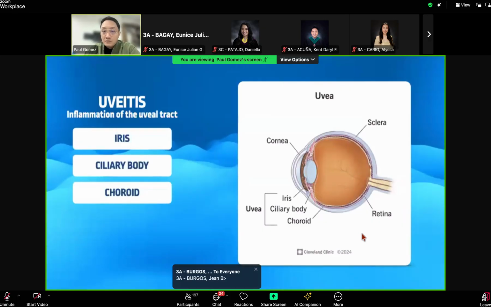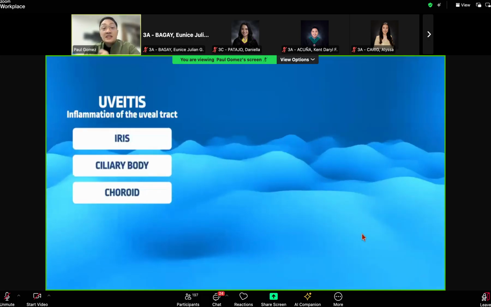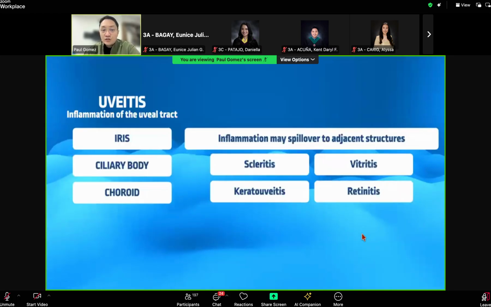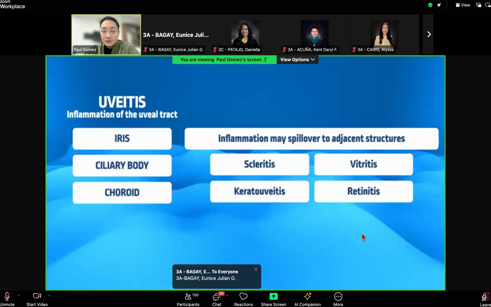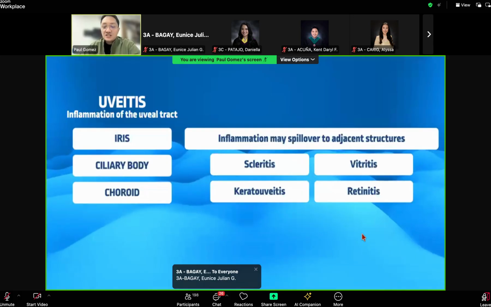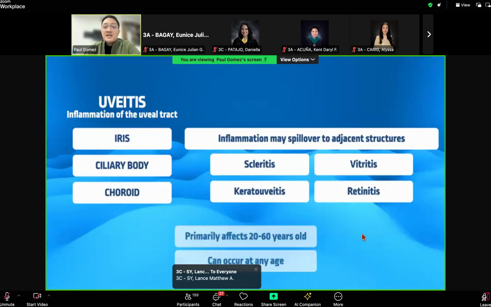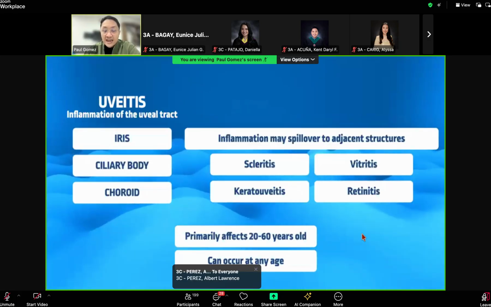Uveitis is simply an inflammation of one or more of these structures. But inflammation may spill over to adjacent structures. So if it affects the sclera, you can term it as scleritis. If it affects the vitreous, that's vitritis. If it goes in front of the eye and affects the cornea, that's keratouveitis. And if it affects the retina, that's retinitis. Usually, patients with uveitis are around 20 to 60 years old, but sometimes it can occur at any age.